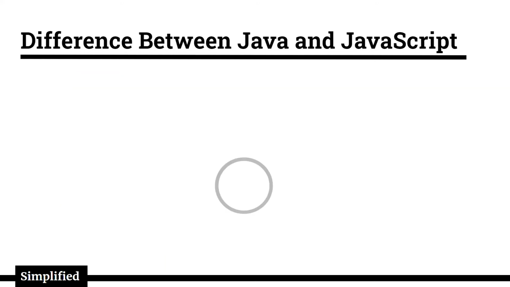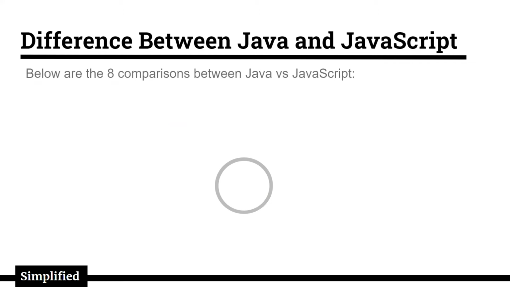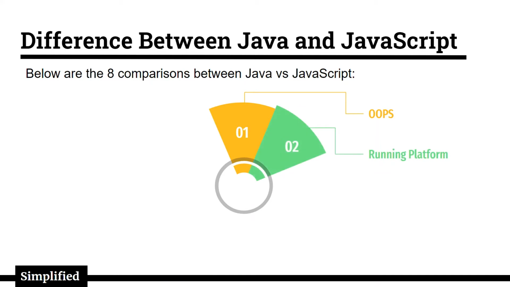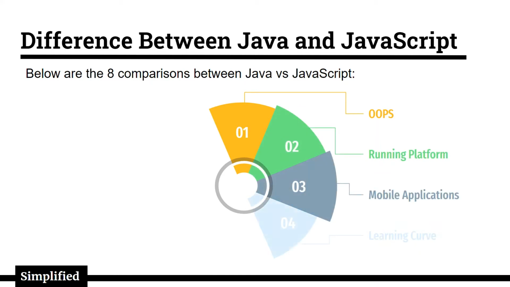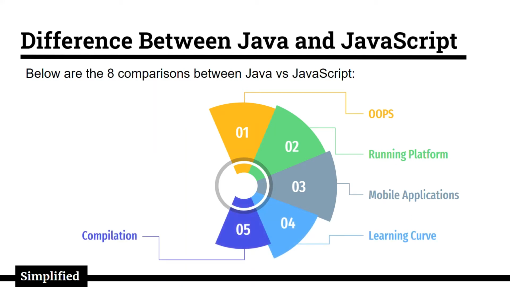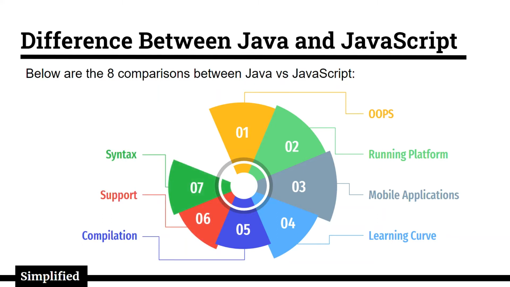Difference between Java and JavaScript. Below are the 8 comparisons between Java and JavaScript. First, OOPs. Second, running platform. Third, mobile applications. Fourth, learning curve. Fifth, compilation. Sixth, support. Seventh, syntax. Eighth, scope.